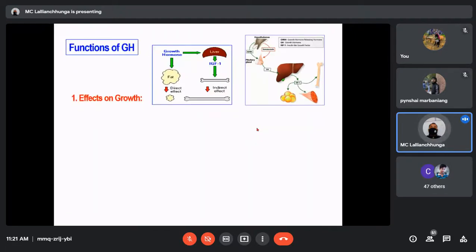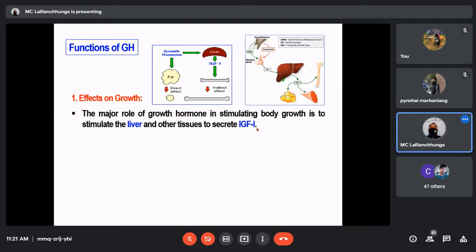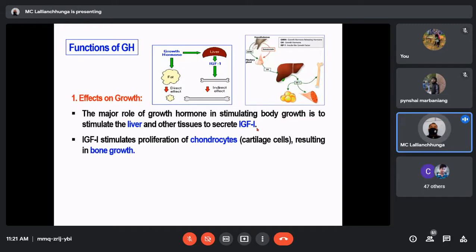So, functions of growth hormone. It's clear that its main function is its effect on growth, mainly through IGF-1. IGF-1 stimulates proliferation of chondrocytes, that means cartilage cells, resulting in bone growth. Here you can see IGF-1 leads to the proliferation of chondrocytes, cartilage cells, resulting in bone growth. IGF-1 also appears to be the key player in muscle growth.